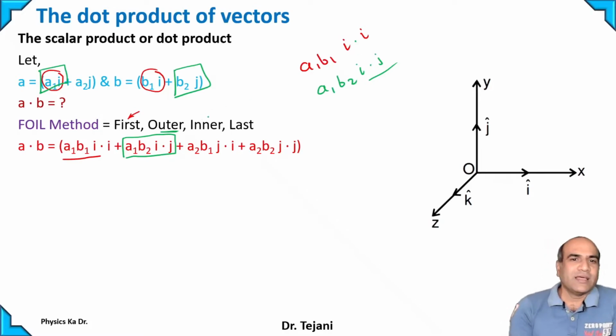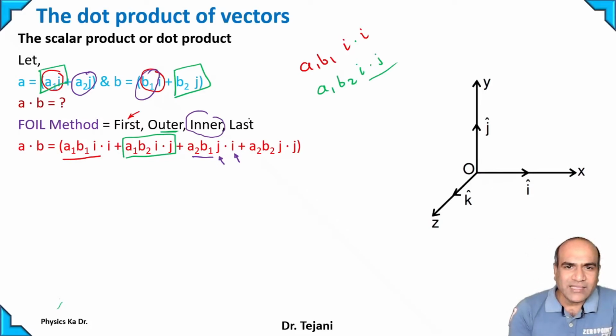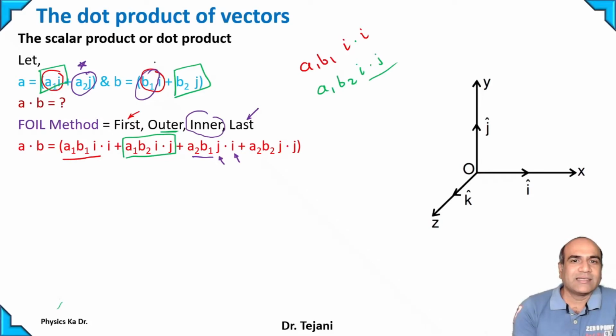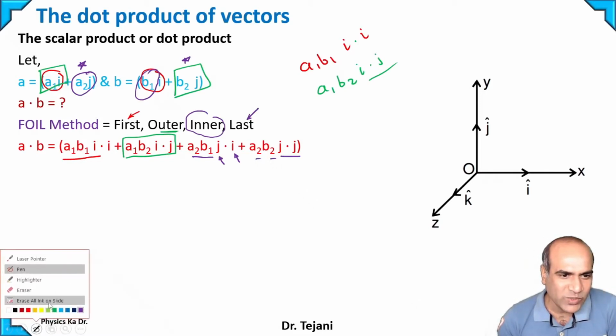Fine. Then third, it is inner. Let's have another color. This is for the inner. It means the two inner portions. So this becomes inner and this becomes inner. So A2 B1 J I. And the last, this is the last: A2 B2 J J. I think you understood this very well.